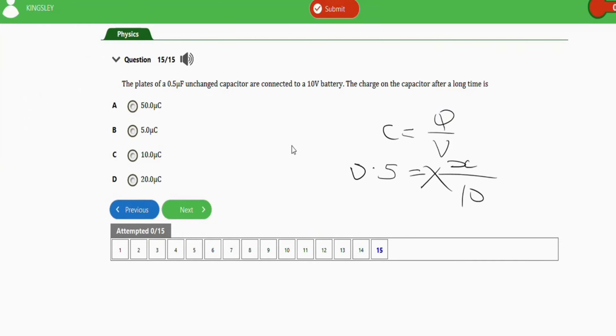Let's conclude the video, guys. We experimented with 11 repeated questions under capacitance of the capacitor for JAMB Physics. Hope there's something interesting in the video.